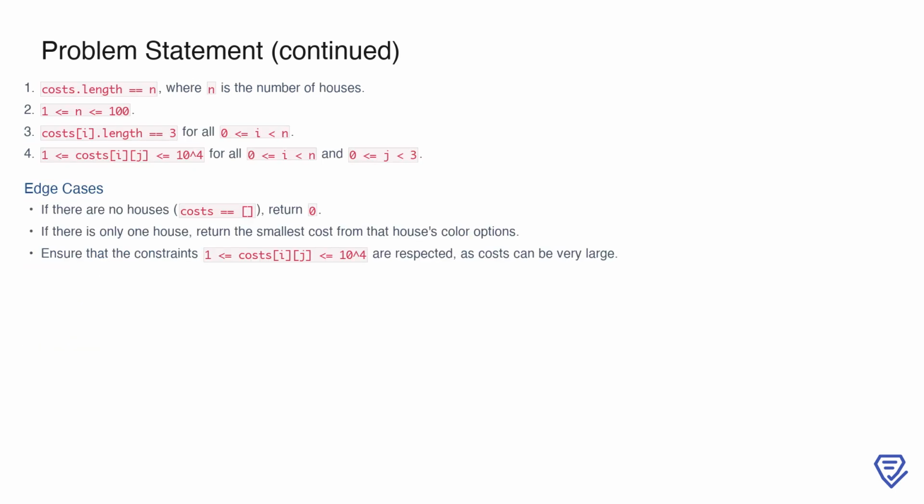There are a few important constraints to keep in mind while solving this problem. First, the length of the costs array is equal to n, the number of houses. The value of n ranges between 1 and 100, meaning there can be up to 100 houses. Each house has exactly 3 color options, so costs[i].length is always 3 for all valid indices i. Additionally, the cost of painting any house with any color is between 1 and 10,000. You should also account for edge cases, such as when there are no houses or only one house, and ensure that your solution respects the constraints on costs, even when they are at their maximum possible value.